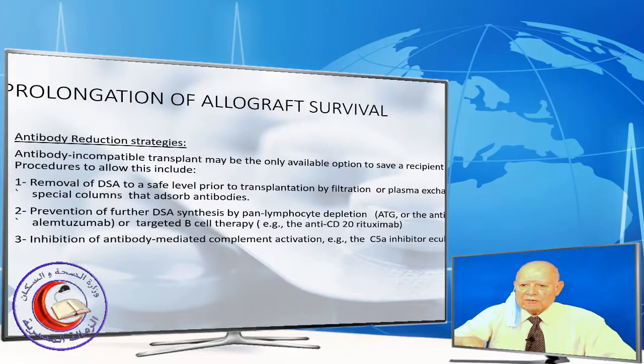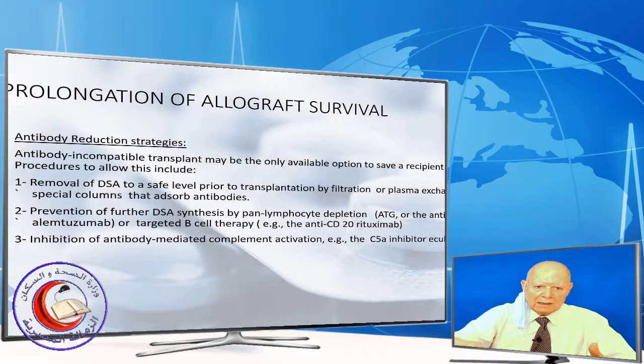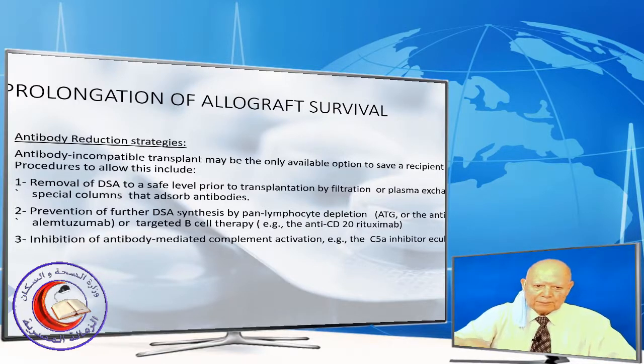Pan-lymphocyte depletion can be achieved by anti-thymocyte globulin or the anti-CD52 monoclonal antibody called alemtuzumab. The CD52 is a glycoprotein present on T cells, B cells, antigen-presenting cells, and natural killer cells. So when this receptor is blocked, its effects are inhibited, and these types of cells then do not proliferate. A note about the nomenclature of monoclonal antibodies.